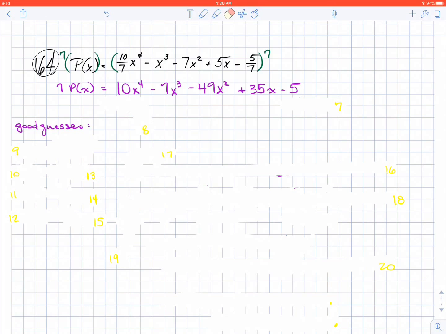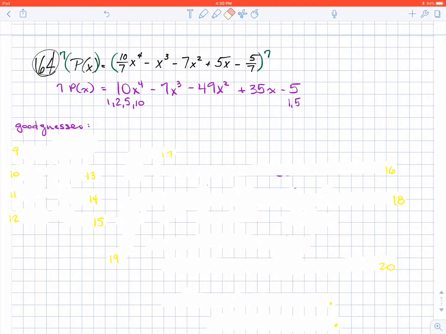So now I'm ready to start incorporating some of the things that I know to do according to my how-to list. First of all, how many zeros am I looking for? Well, the degree is 4, so we're looking for 4 zeros. And we know that to get some good guesses, we need the factors of the leading coefficient. It's going to be 1, 2, 5, and 10. And we also need the factors of the constant, which is just simply going to be 1 and 5.